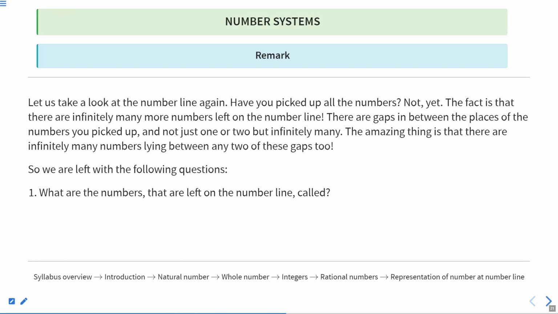Then let us take a look at the number line again. Have you picked up all the numbers? The answer is not yet.